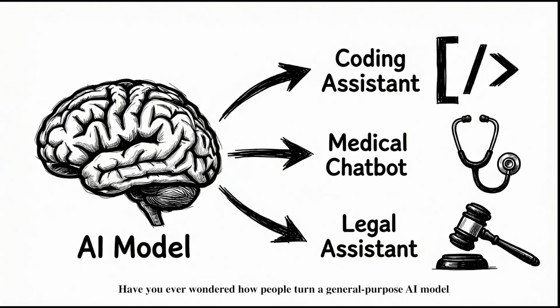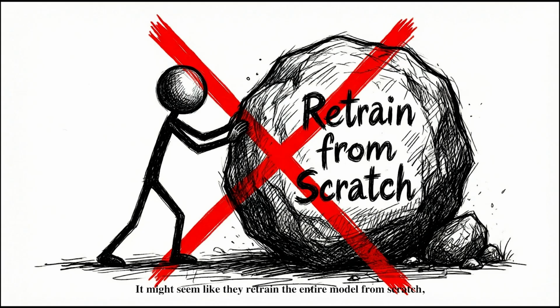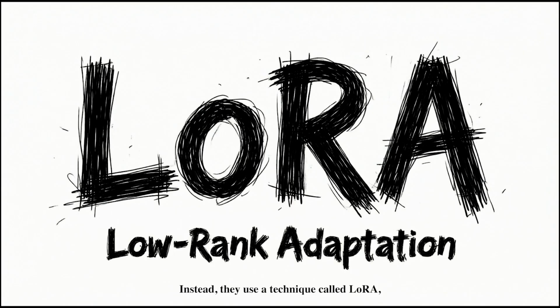Have you ever wondered how people turn a general purpose AI model into a coding assistant, a medical chatbot, or a legal assistant? It might seem like they retrained the entire model from scratch, but in reality, that's rarely what happens. Instead, they use a technique called LoRA, short for Low-Rank Adaptation.